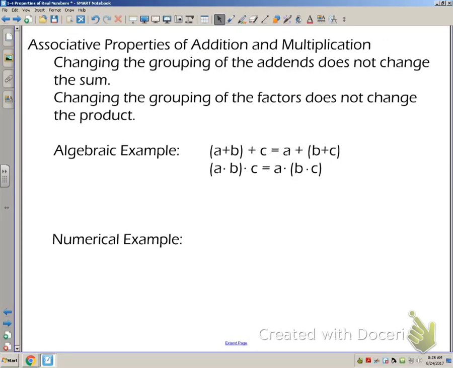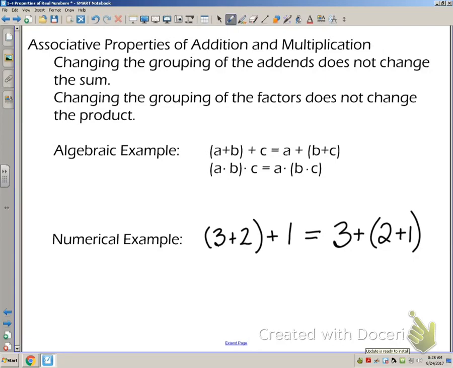This is true for addition and multiplication once again. The order that I group them in doesn't change the actual sum or the actual product. So I've got the algebraic example written up here for you. Let's look at a numeric example. Let's say I do 3 plus 2 inside parentheses, plus 1. And what I'm saying is that is equal to changing the grouping, where I put 2 plus 1 together. So let's look at it. Order of operations tells me to do the parentheses first, so I would have 5 plus 1. That should be equal to 3 plus 3. We know 5 plus 1 is 6, 3 plus 3 is 6, and therefore they are equal.